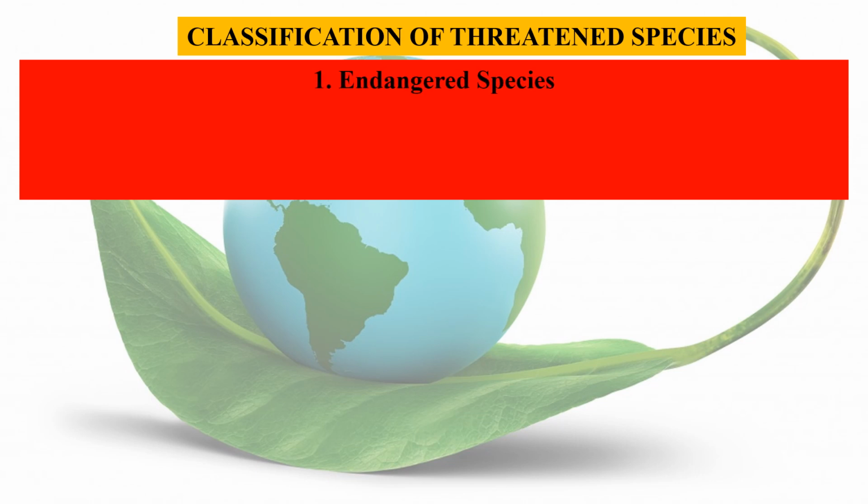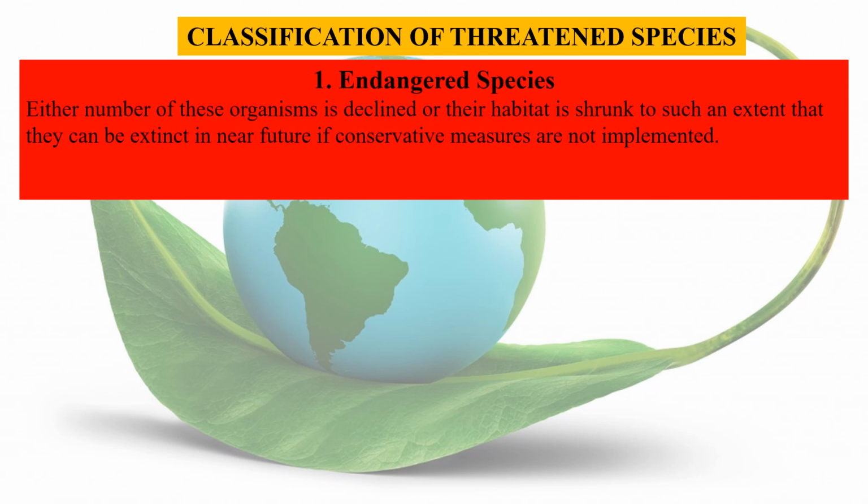First is endangered species. अब ये endangered species क्या होता है? Either number of this organism is declined, means ये जो animals हैं इनके जो numbers है, मतलब अगर वो 100 थे हमारे planet पे, अब वो सिर्फ 2 ही बचे, तो means उनके numbers बहुत बुरी तरीके से decline हो गए, बहुत कम हो गए. So these type of animals जिनके number कम हो जाते हैं, number of organism on our planet has declined, these animals are coming under endangered species, or their habitat is shrunk to such an extent that they can be extinct in near future if conservative measures are not implemented.